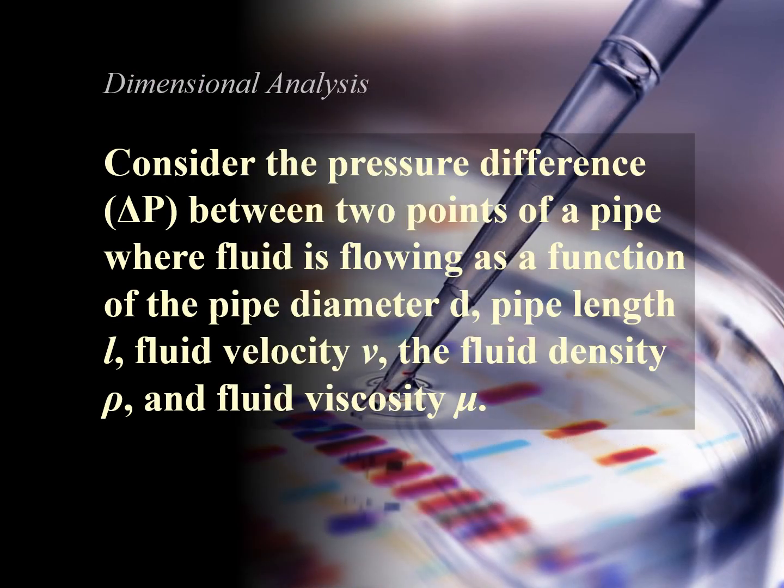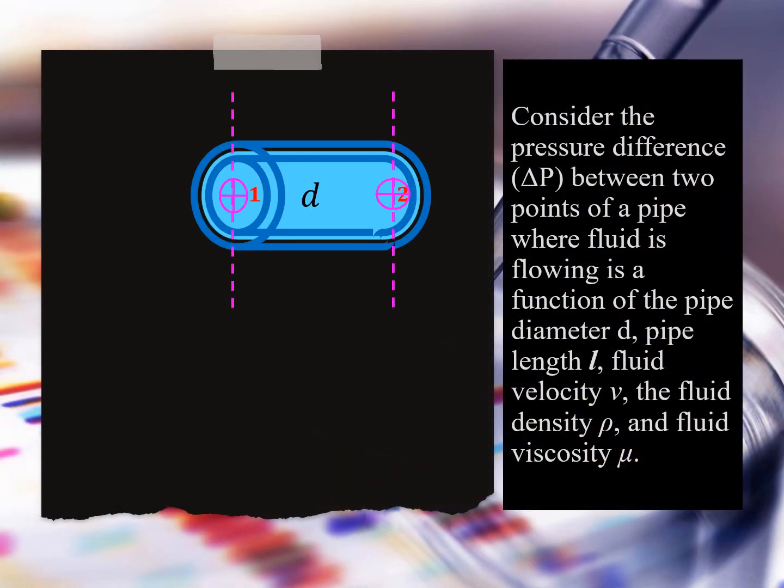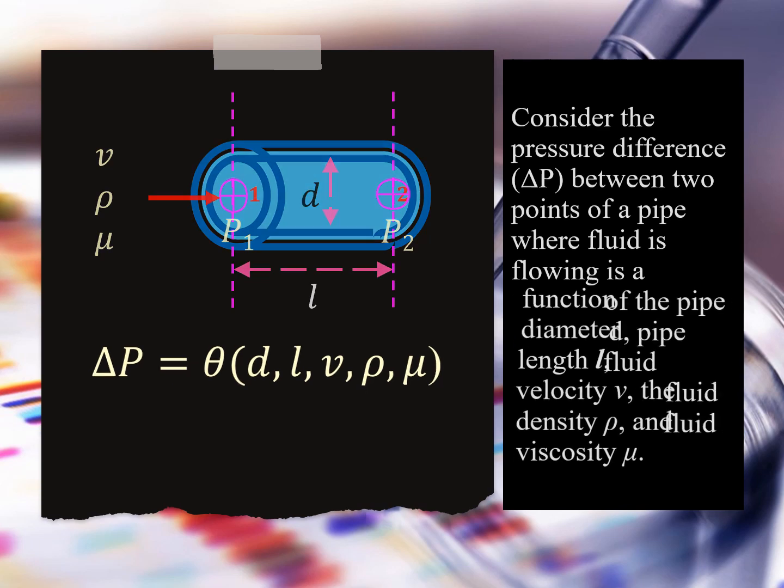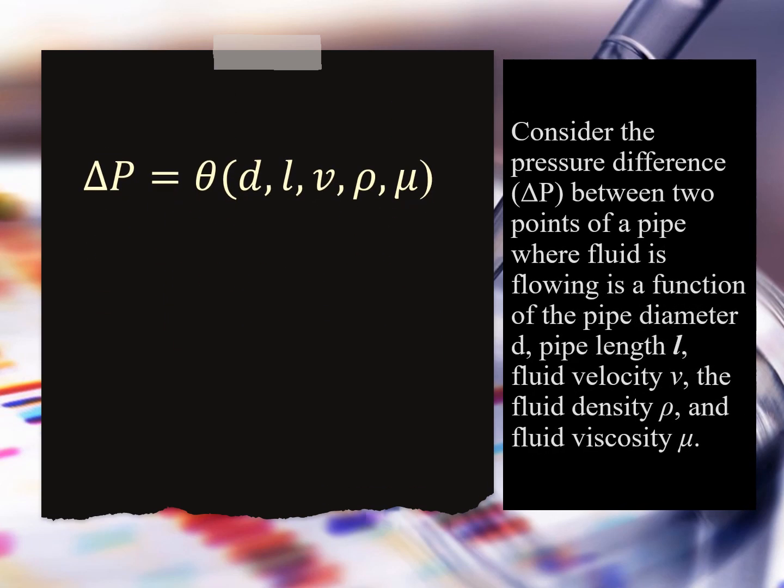Now let us look again into the situation and the problem I discussed in the previous video. We start with interpreting the situation in the figure. The relationship in the problem can therefore be expressed, as I said, as change of P equals a function of D, L, V, rho, and mu. Using the Buckingham method, we express the mathematical equation as a function of change of P, D, L, V, rho, and mu equals 0.